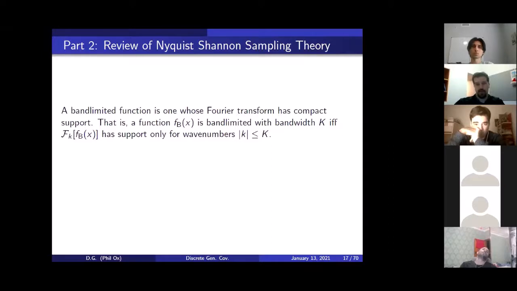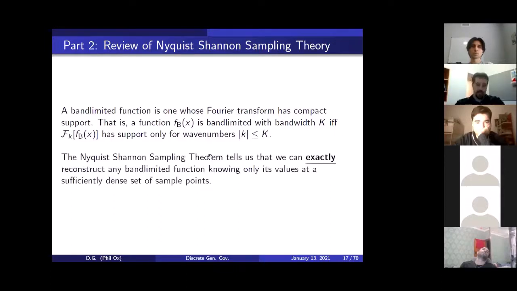So, sampling theory has to do with band-limited functions. A band-limited function is one whose Fourier transform has compact support. That would be, if your function is band-limited with some bandwidth K, if and only if the Fourier transform of that function has support only for wave numbers k less than K. So it's only within this box of size capital K around 0 that we have support.